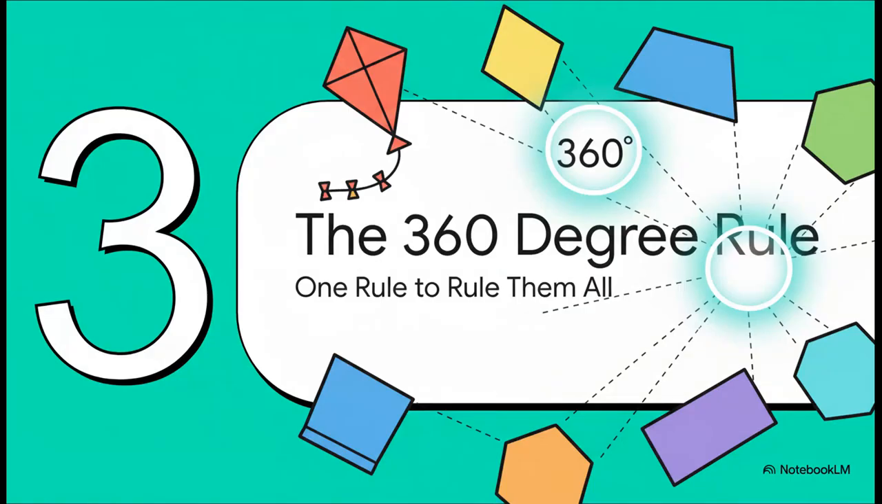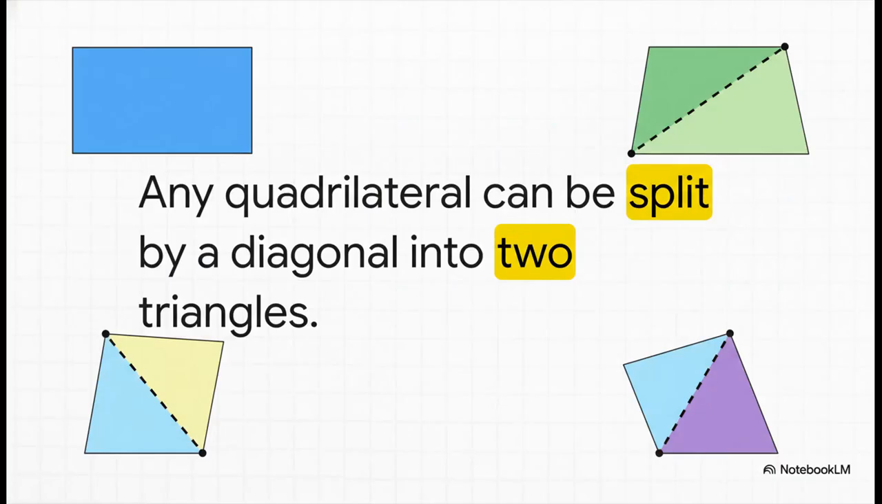All right, let's pull the camera back for a second. We've been focused on these very specific, perfect shapes. But what about all the other four-sided shapes out there? Well, it turns out there's one simple, beautiful rule that connects every single one of them, no matter how weird they look. Here's the key insight.